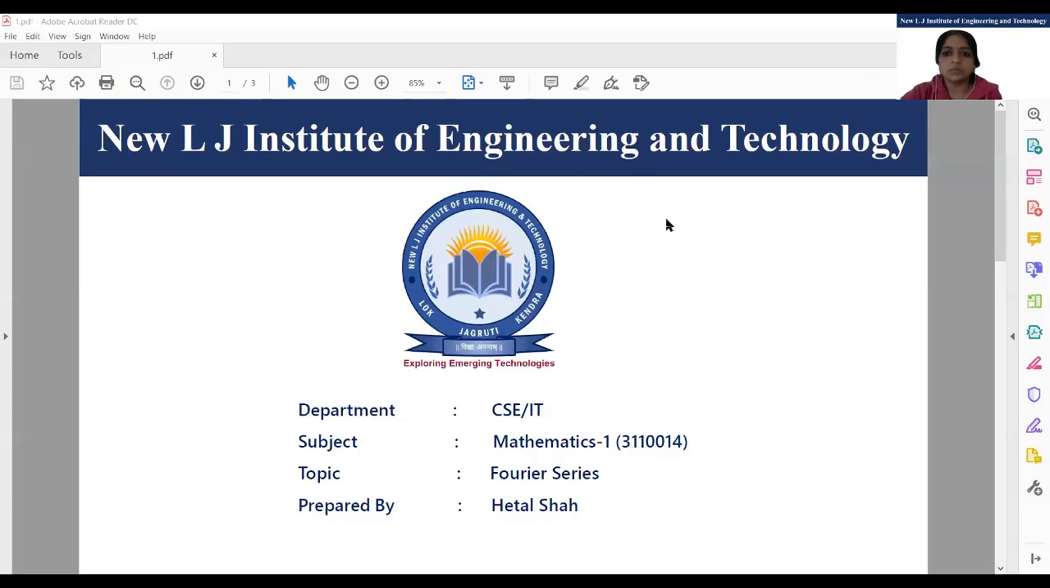Okay, thank you. So, students, today we continue our Mathematics 1 lecture, that is Fourier series, with the topic even odd functions. Okay, so in the previous lecture, we did the formula of even odd, right? So, the even odd function, and these functions for the limit minus pi to pi.